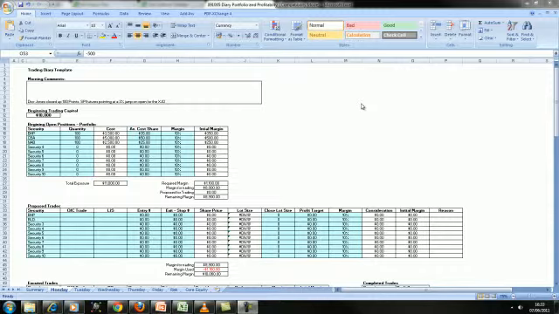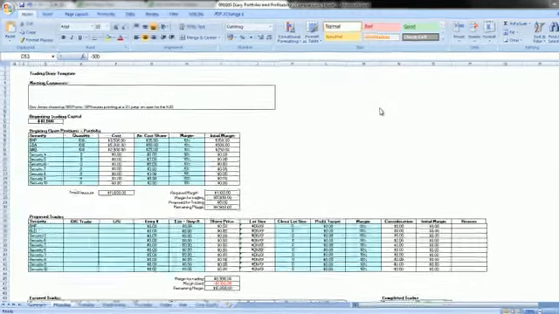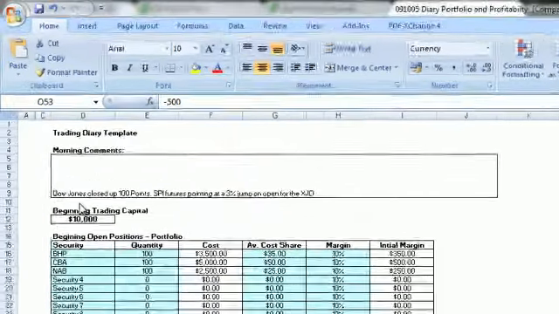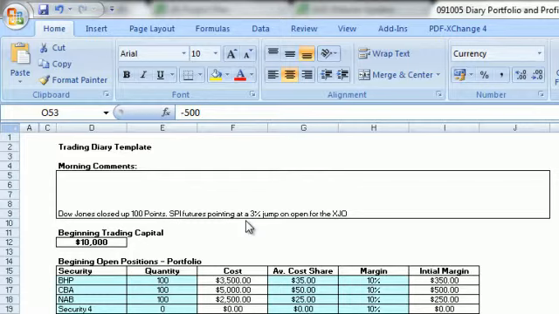So just to kick it off, this is my trading diary, or my trading diary template. As you can see, I normally kick off the very top part with the morning comments, so I come in before the market opens to map out the day's work. I've just made a very basic comment here. I might have just checked what's happened internationally. Say the Dow Jones closed up 100 points and therefore the SPY futures were pointing at a 3% jump for the Australian market. So just little bits and pieces.